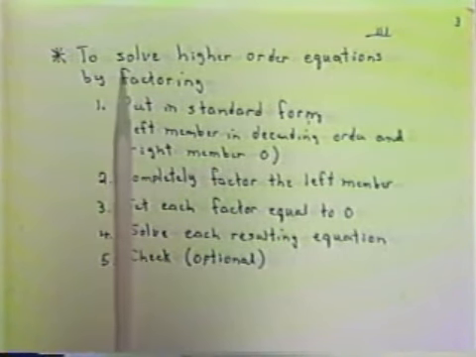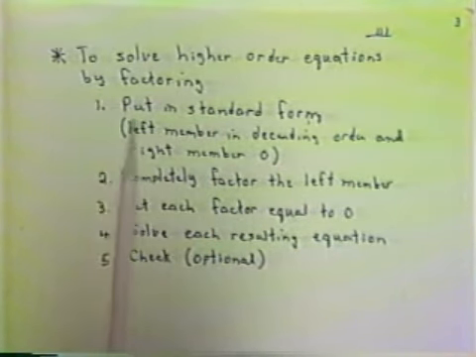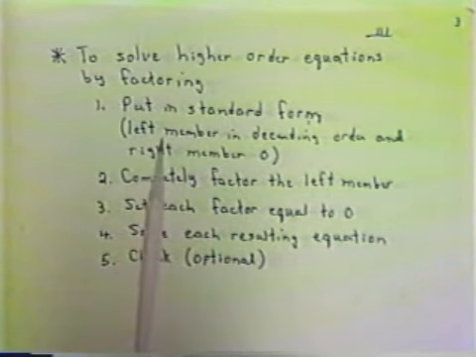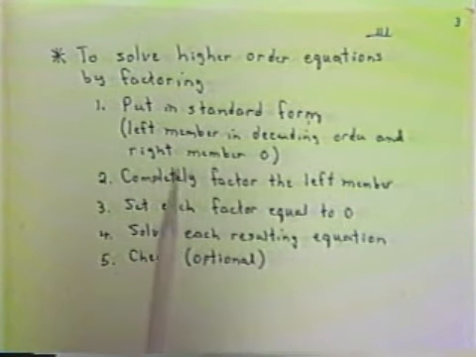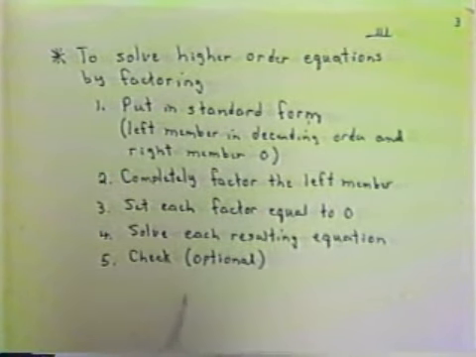I'm going to read it one more time. To solve higher order equations by factoring. First, put the equation in standard form, which means the left member will be in descending order and the right member will be 0. The second step, completely factor the left member. The third step, set each factor equal to 0. The fourth step, solve each resulting equation. And the fifth step, which is optional, is to check it.